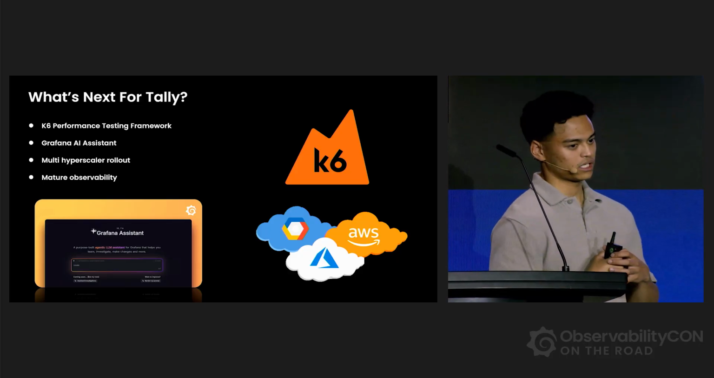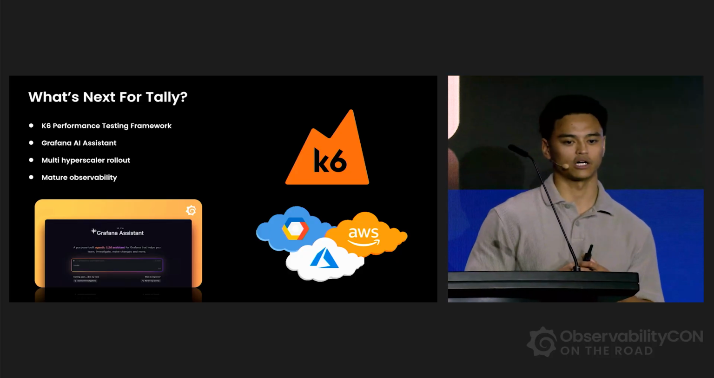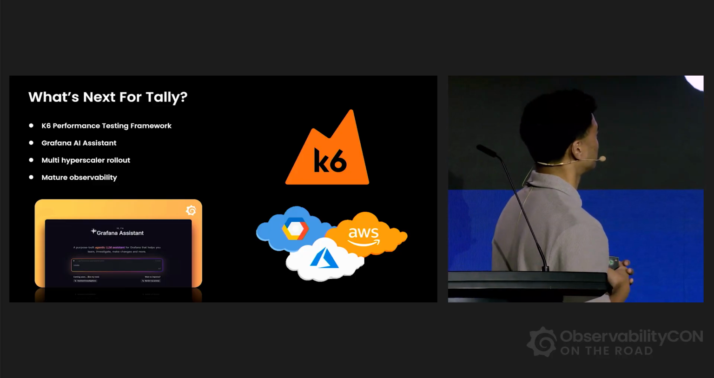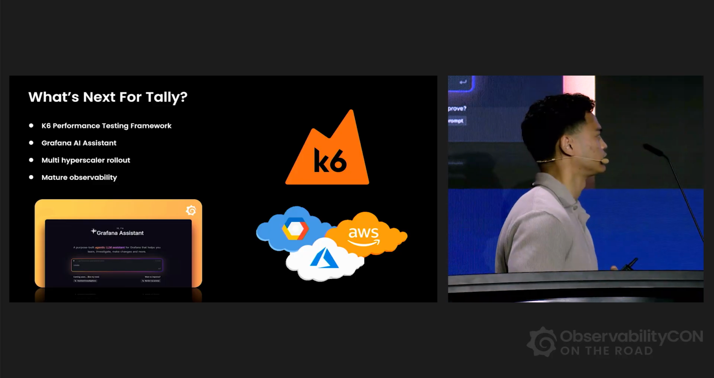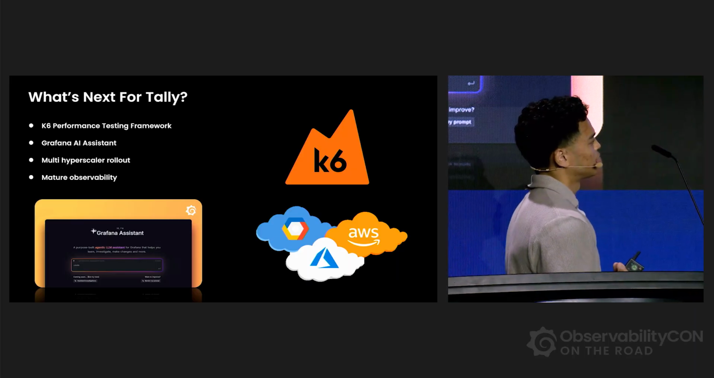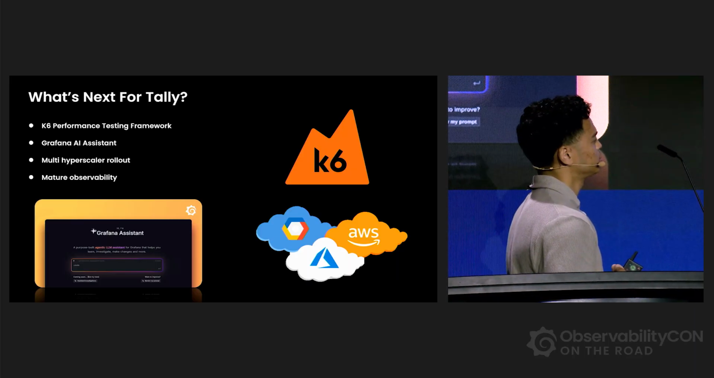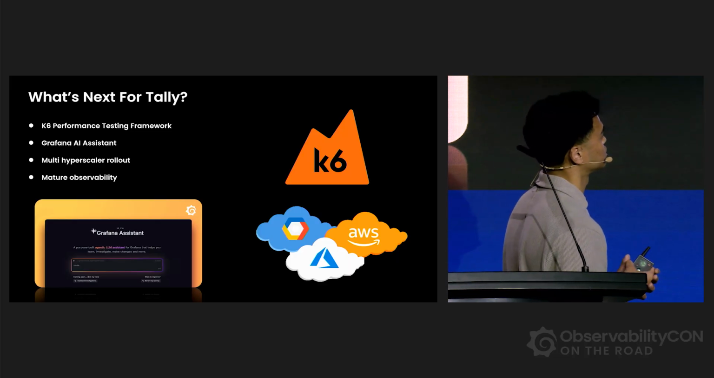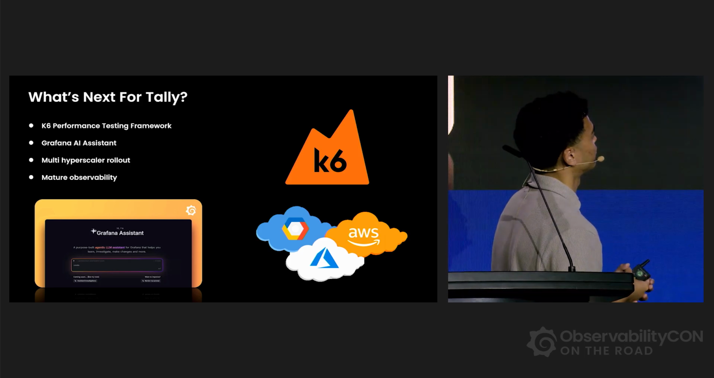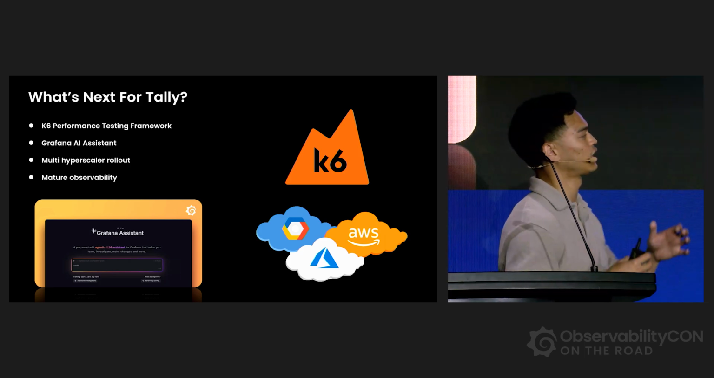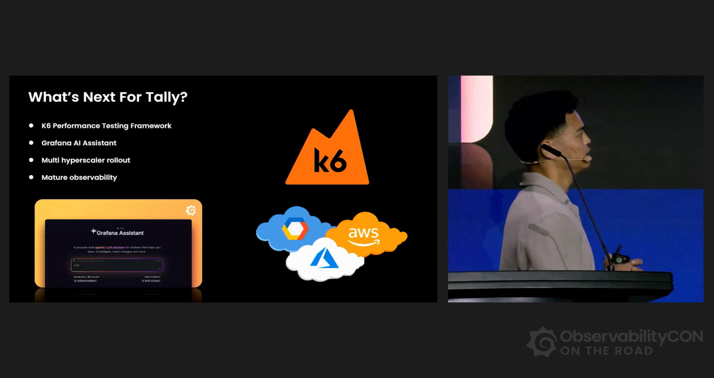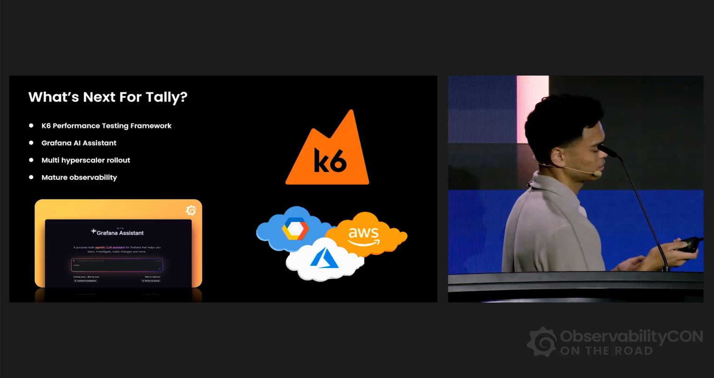Multi-hyperscaler rollout. We're not just on one cloud provider. We're now heavily involved in all three of the main hyperscalers: Google Cloud, Azure, and AWS. We're about 50% completed, mainly Azure and AWS. Google Cloud is new, so the goal is to have the same ingestion patterns across the board so we can pivot accordingly. It doesn't matter which hyperscaler we're with.